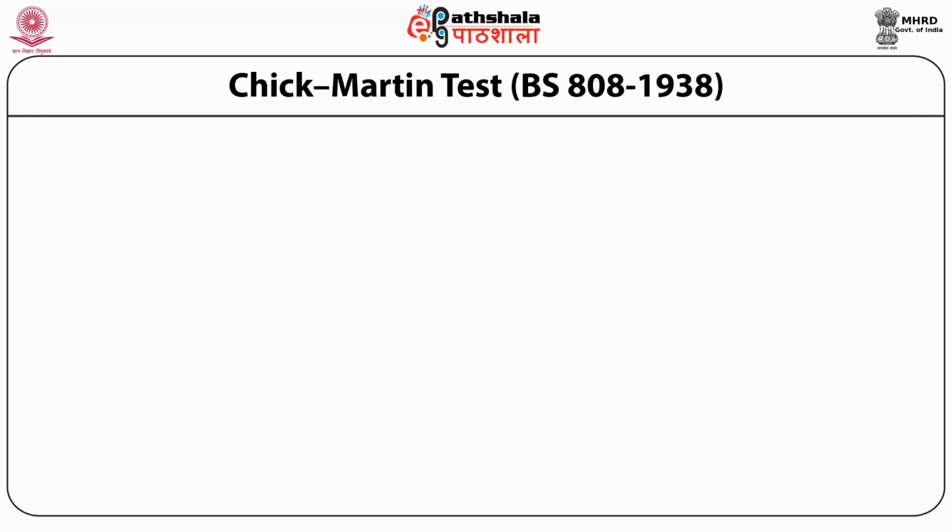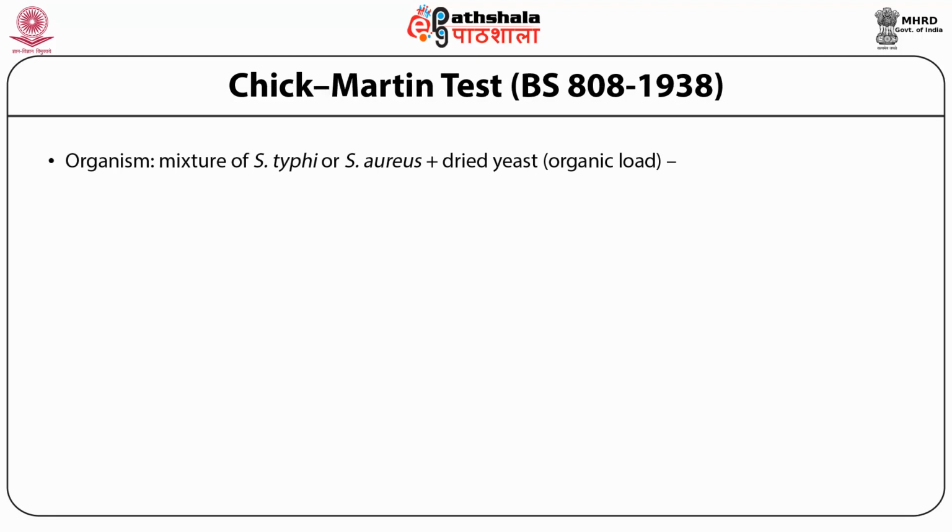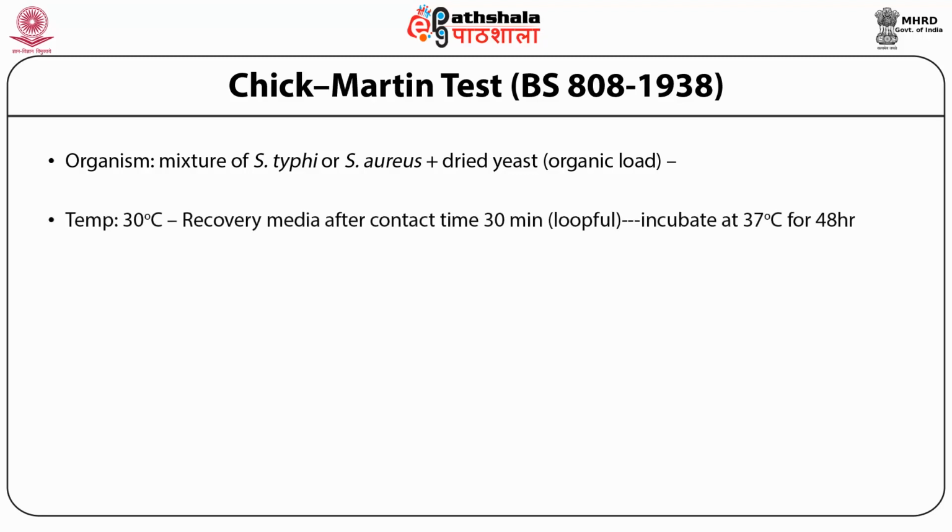Chick-Martin test. The microorganism used in the Chick-Martin test is Salmonella typhi and/or Staphylococcus aureus plus dried yeast. Dried yeast is added as an organic load. The temperature to perform the experiment is 30 degrees centigrade. After a contact time of 30 minutes, a loopful of culture is incubated in a recovery medium for 48 hours at 37 degrees centigrade. The observations are made as growth or no growth.